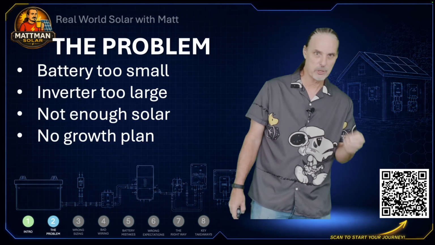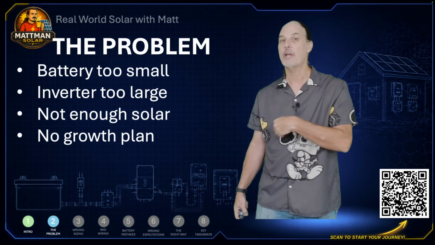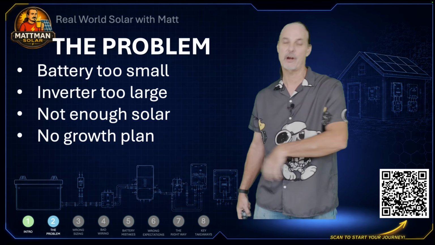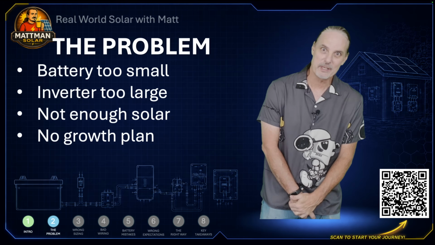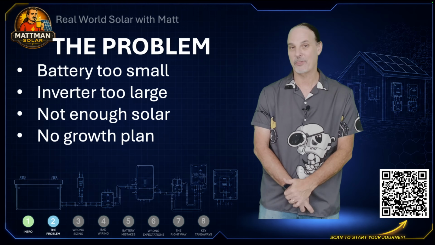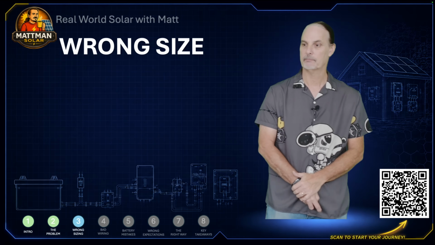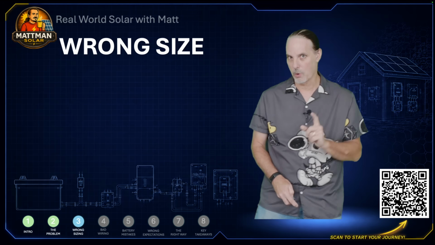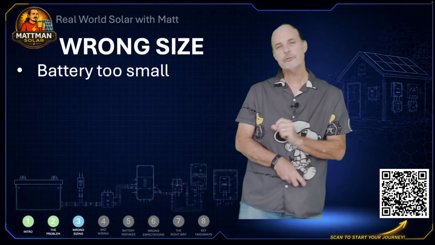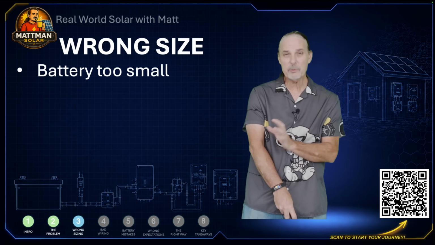So what you're planning for today ends up not being what you need tomorrow, and you have no way to get from here to there, and you have to start over, build a new system, and spend a whole lot of money to do the whole thing again. With a little bit of planning, we can prevent most of this. All right, so let's start off by talking a lot more about the wrong size. Let's look at the first item on the list for wrong size, battery too small.